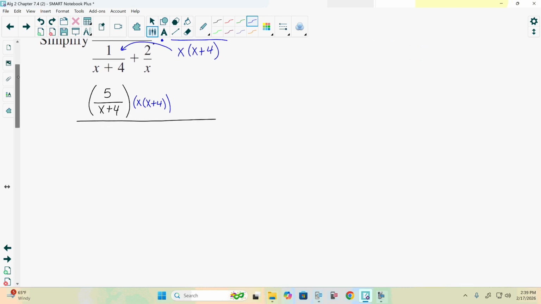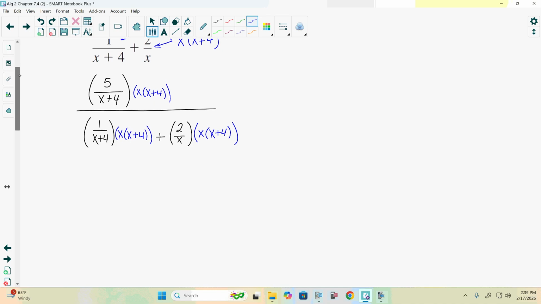And we're going to do the same thing on bottom. Our 1 over x plus 4 is going to be multiplied by this x times x plus 4. And it's going to do the exact same thing with 2 over x. Questions on this here?